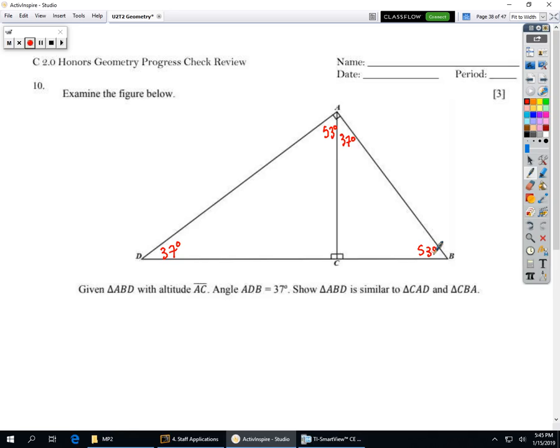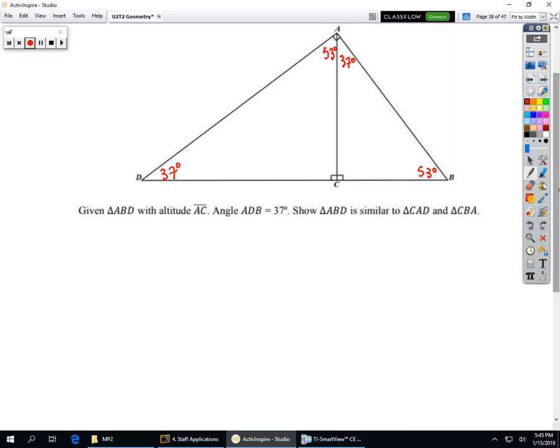So I need to show all three triangles are similar. It's a little bit difficult to see all these triangles jumbled into one picture, so I'm going to separate these into three different triangles. Let's start with ABD. That's this really big triangle. Let's make it upright. A is the right angle in this case, B is here, and D's up here. So let's copy the angles. B is 53, and this angle D part is 37.